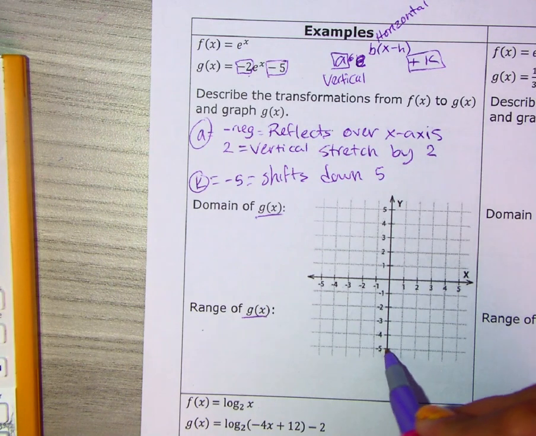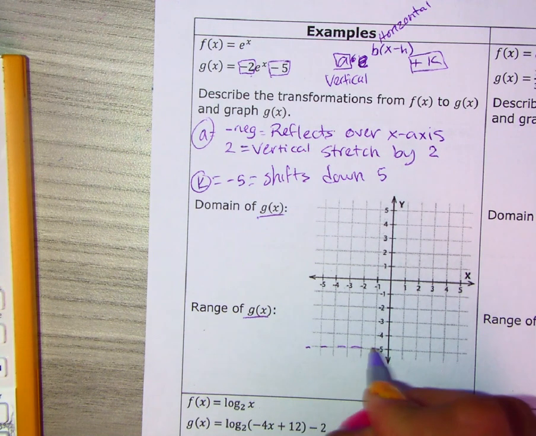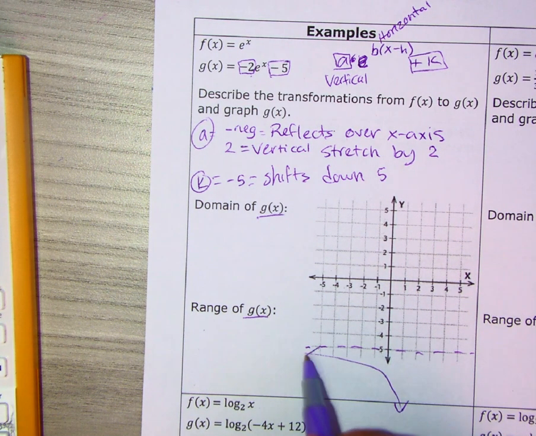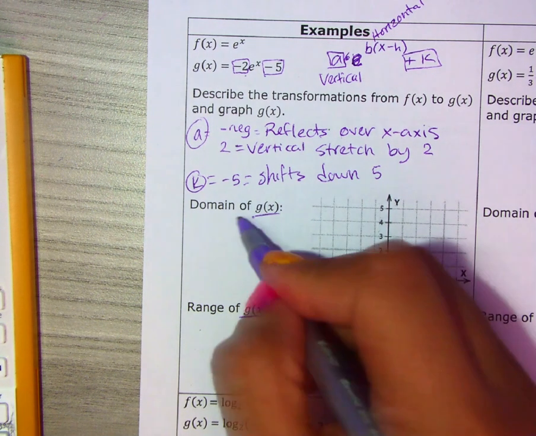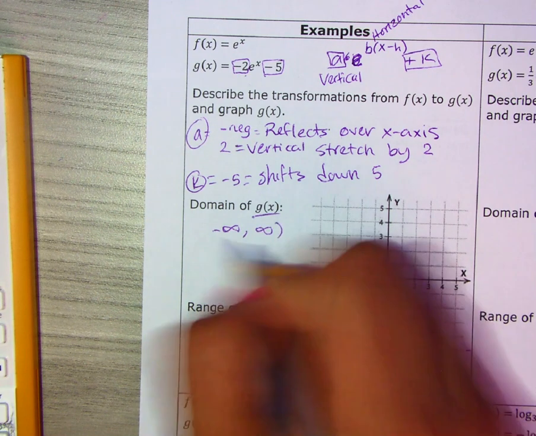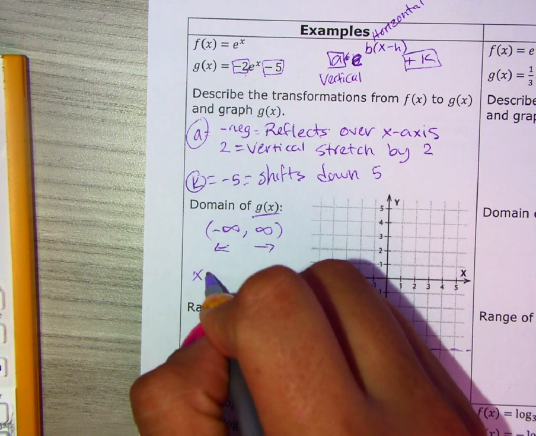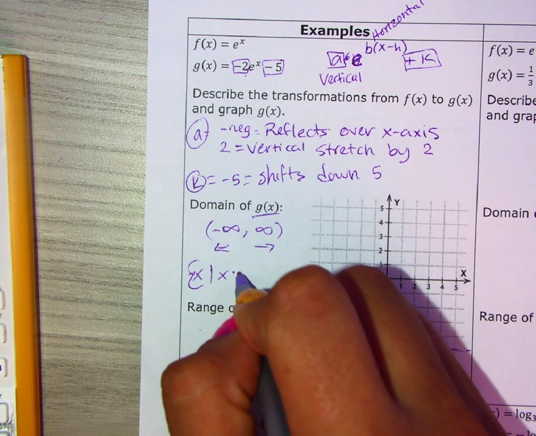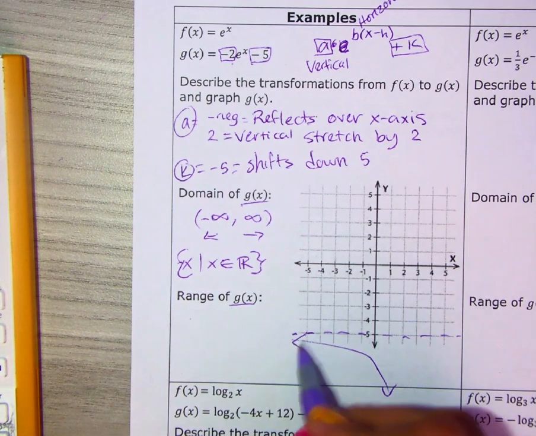So because this graph is not a great grid, I'm going to dash right here at -5, and I'm just going to curve. So it could be like a sketch that is down here. So domain, left to right, it is -infinity to +infinity because it's going left and right forever. We can also write it as the set of all x values such that x is an element of all real numbers because it's all the values left and right.